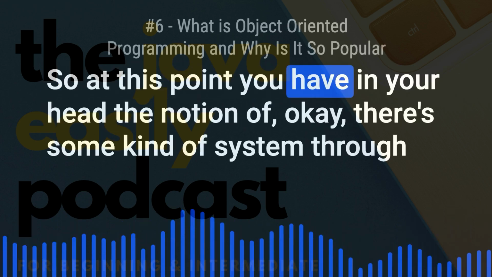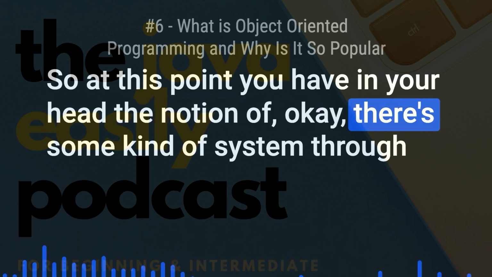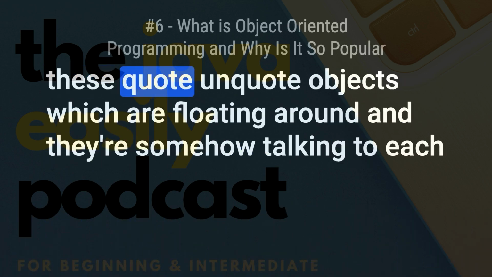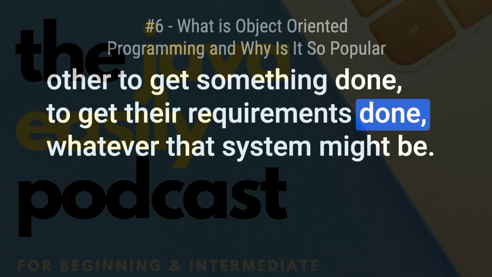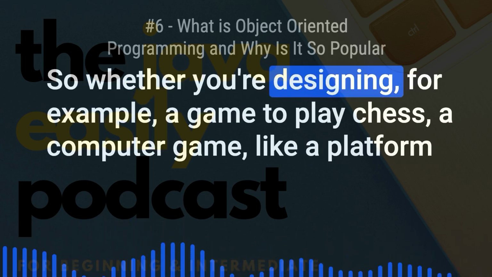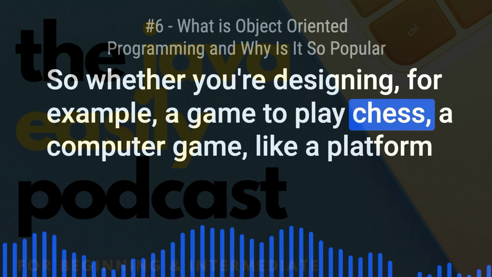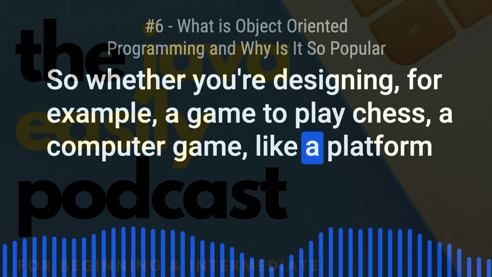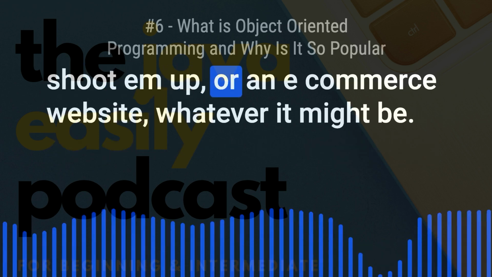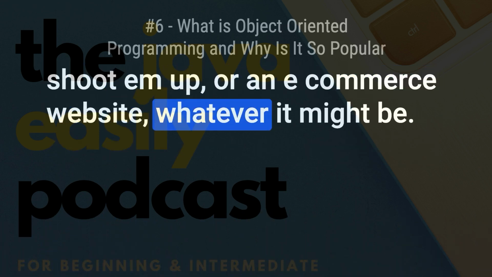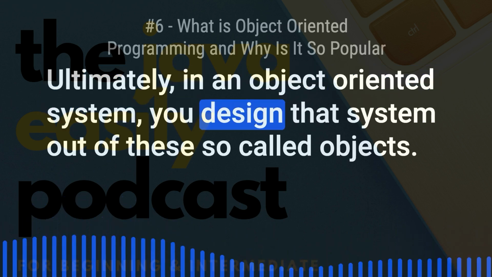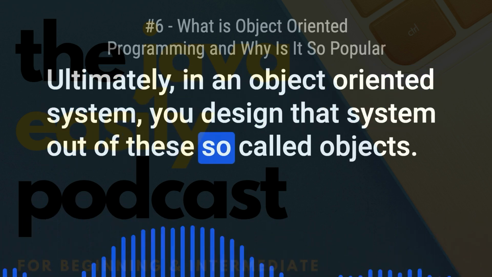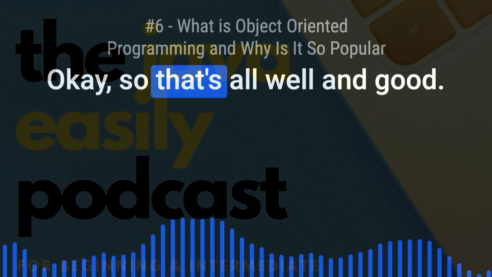So at this point, you have in your head the notion of, okay, there's some kind of system, there are these quote-unquote objects floating around, and they're somehow talking to each other to get their requirements done, whatever that system might be. So whether you're designing, for example, a game to play chess, a computer game like a platform shoot 'em up, or an e-commerce website, whatever it might be, ultimately, in an object-oriented system, you design that system out of these so-called objects. Okay, so that's all well and good.